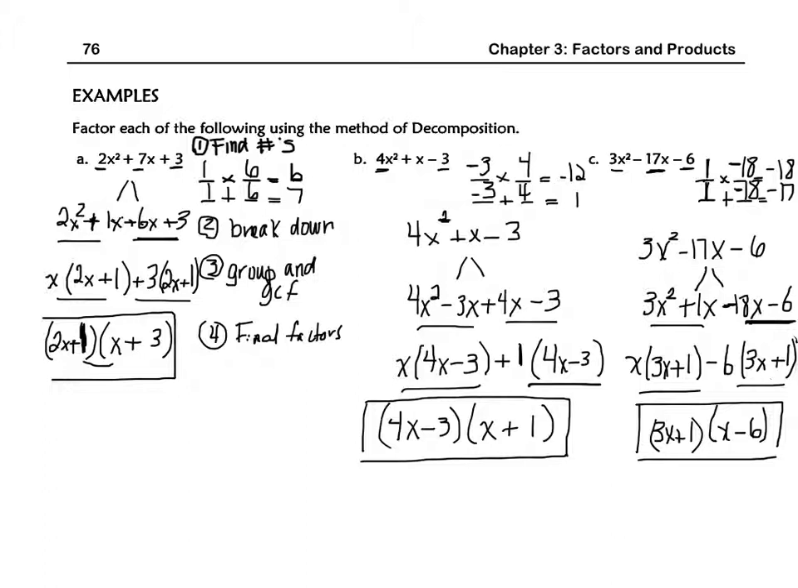And if you check, 3x times x is 3x squared, minus 18x, and then the 1 times the x would be positive 1x, so minus 18 and positive 1 will give you negative 17x, and then the last terms, 1 times the negative 6, will give you negative 6, so you will get that back again.